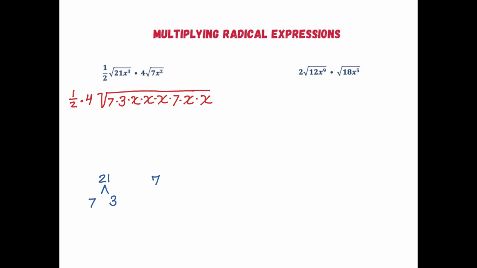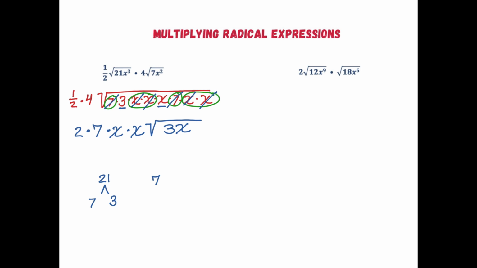Here is where we look for those factor pairs. Now I see I have 2 7s now that I've multiplied those radicands. And then I have a pair of x's and another pair of x's. So let's simplify this. 1/2 times 4 is 2. And then we have 2 7s, so we're going to pull that out. 2 x's, so that comes outside the radical. And then another pair of x's. Now we look at what's left over. 3 and x, so inside the radical is 3x.